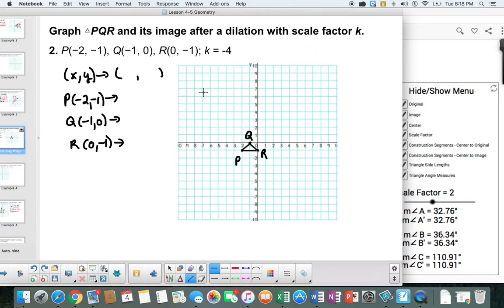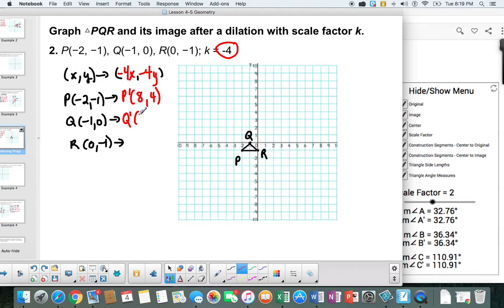Now let's take a look at multiplying by a factor that's negative. What happens when you multiply with a factor that's negative? So the rule changes, negative 4x and negative 4y. So this will be P prime, this will be 8 comma 4. Q prime will be 4 comma 0, and R prime will be 0 comma 4. Let's go ahead and graph that. 8, 4, 1, 2, 3, 4, 4, 0, and 0, 4.